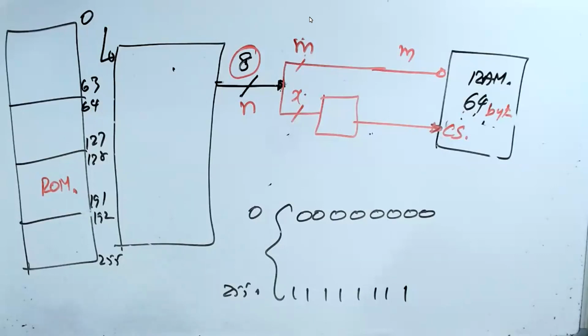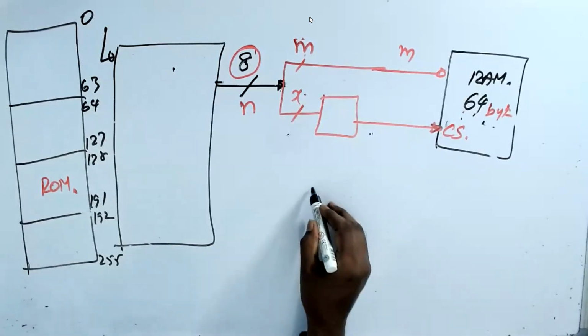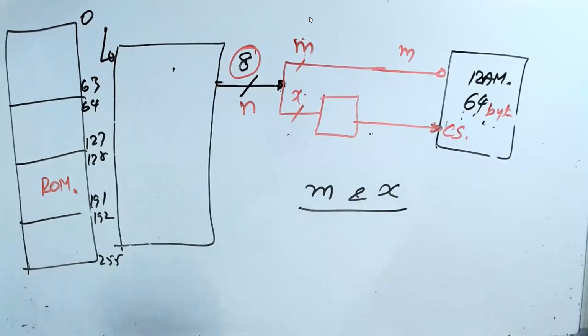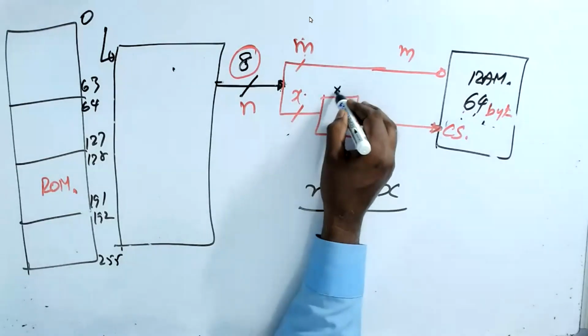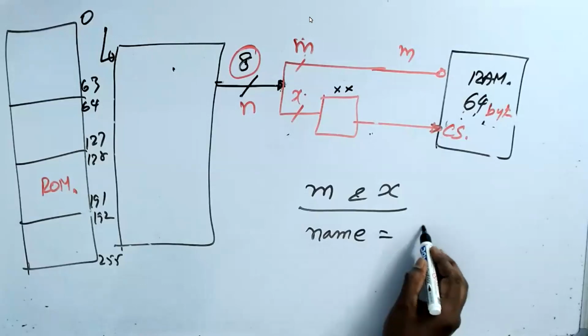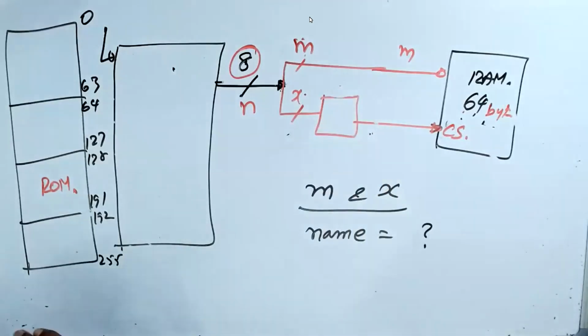What is M? What is x? You have to find that. So your rule is like this: first find M and x, then you should find the name. That's it. This is the rule. That's all. Then you find that you are done. This is the way you should find out.